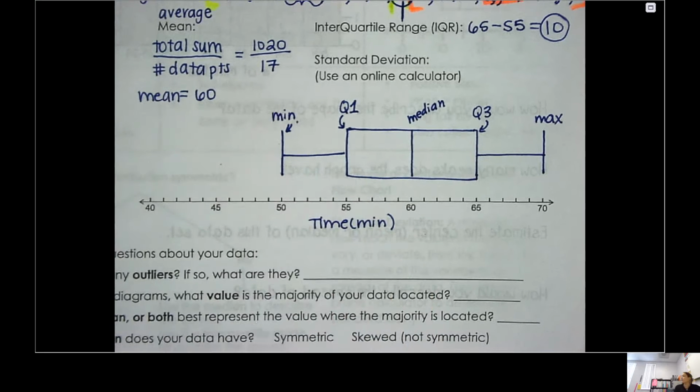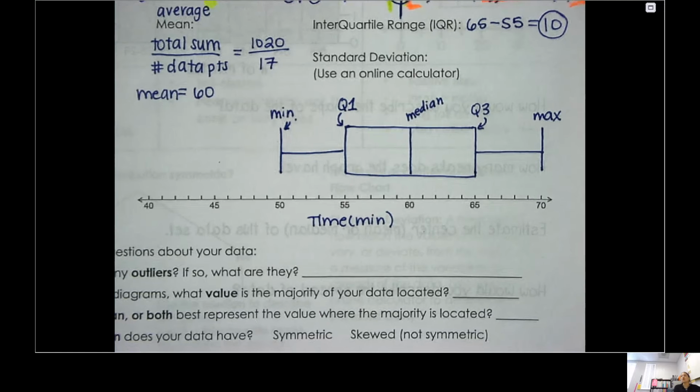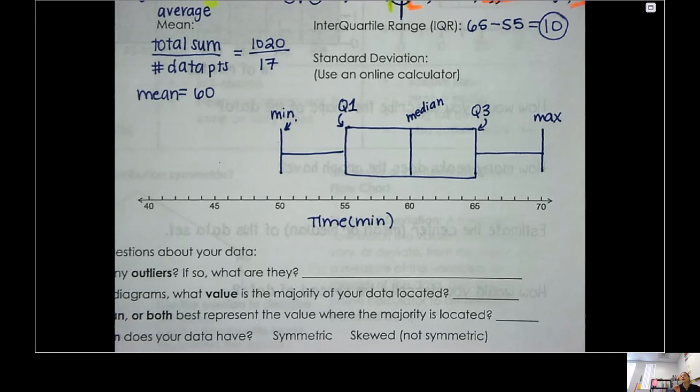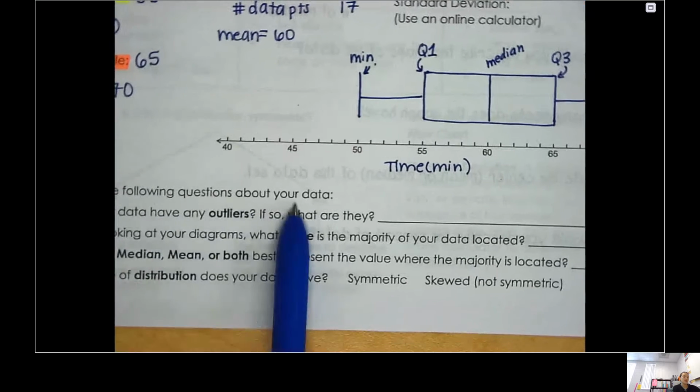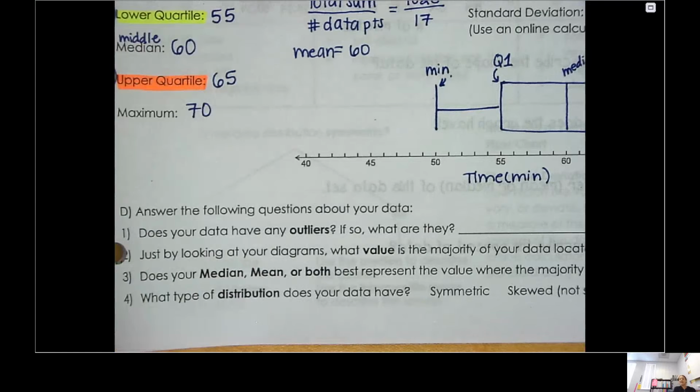We're going to take a look at the data. We're going to answer some questions about it. So you now have the data in 3 different ways. It's the same data. You've got a dot plot, you've got a histogram, and you've got a box and whisker plot. So now we're going to answer some questions. Number 1, does your data have any outliers? If so, what are they?